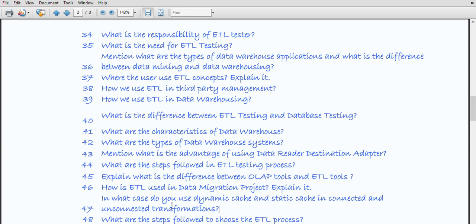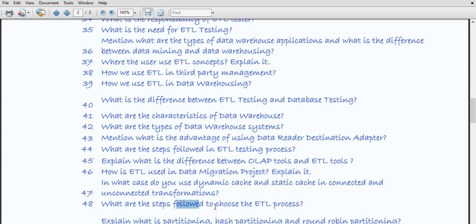Then the next question is, in what case do you use the dynamic cache and static cache in connected and unconnected transformation? Dynamic cache is used when you have to update the master table and slowly changing dimensions. And for flat files, the static cache is used.